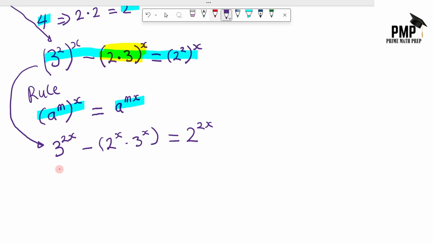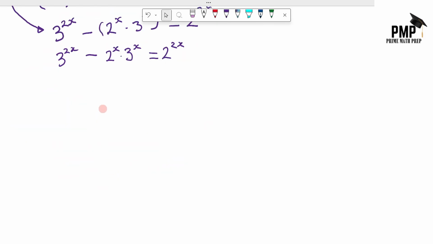Let's break it down further. 3 to the power of 2x minus 2 to the power of x multiplied by 3 to the power of x, all equal to 2 to the power of 2x. It's still the same equation, just in a clearer form. The next step that we need to do is move everything to one side.